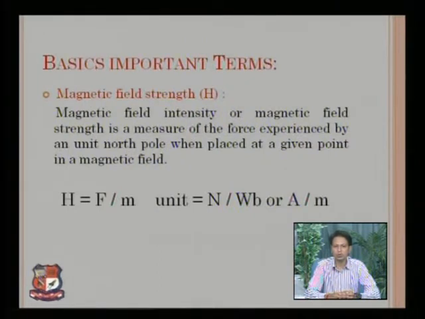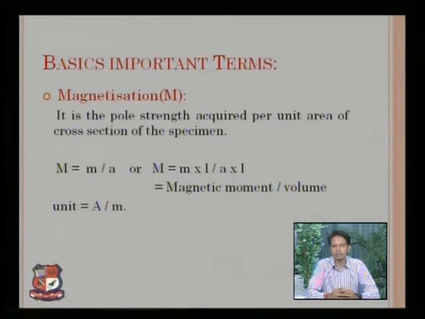That means H is equal to F upon M, that is force per unit pole strength, and Newton per Weber is the unit to measure magnetic field strength. Or another unit to measure the magnetic field strength is ampere per meter. Let us move towards the next slide to know about another definition. As you can see, it is the definition of magnetization.